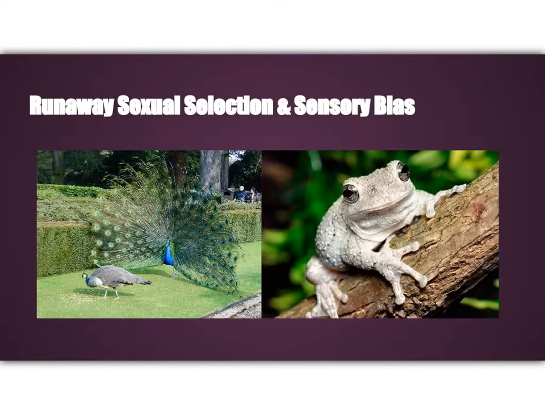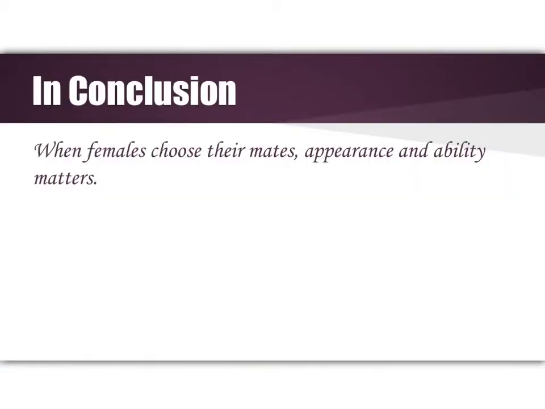Next is the runaway selection model, which is often known as the sexy son hypothesis, where there is a genetic correlation between a mate trait and a female preference for that trait, which is most commonly observed in peacocks. And lastly, sensory bias, where females prefer a trait in males due to females' nervous system, which already responds to the trait outside the context of a mate's choice. In conclusion, when females choose their mates, appearance and ability matters.